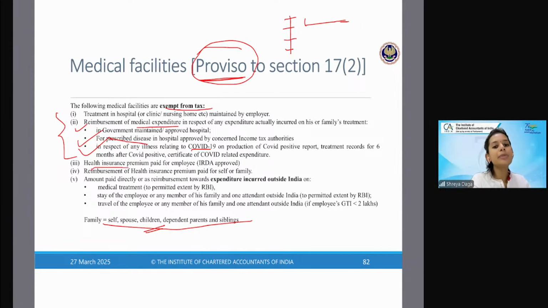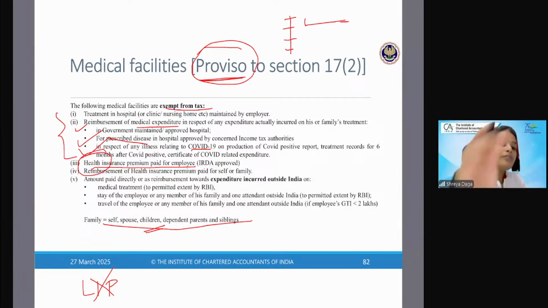Health insurance premium paid for employee is exempt. You must be remembering that life insurance premium paid for personal policy of employee is a taxable perquisite. But for group insurance, it is not taxable, right? But medical insurance or health insurance premium, even if it is paid for employee, it is not a taxable perquisite. So health insurance premium is excluded over here.